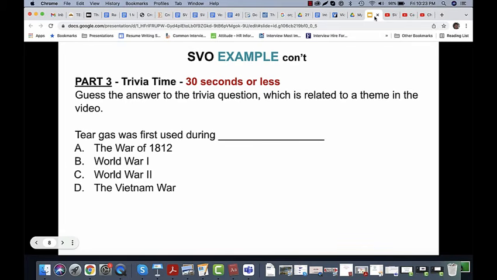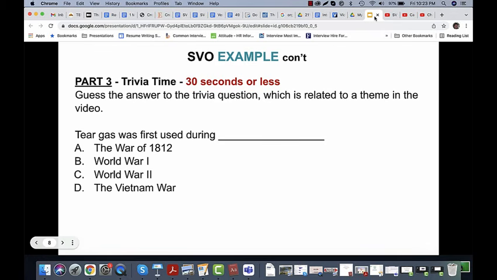So here we have part 3, which is trivia time. It's just a little fun way to end the activity. So here you will guess the answer to the trivia question, which is related to the theme of the video. Each trivia question will be about the theme of the video you watched in that activity. Here we saw the video was about riot police and so forth. Not the most uplifting subject, but it is humanity after all.